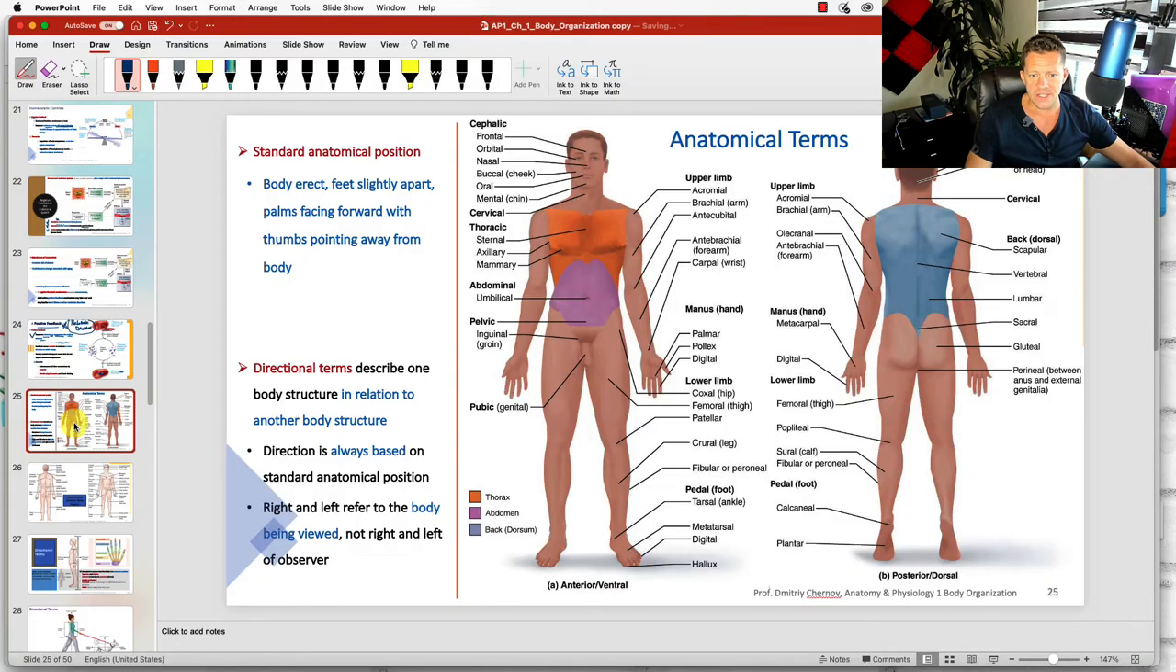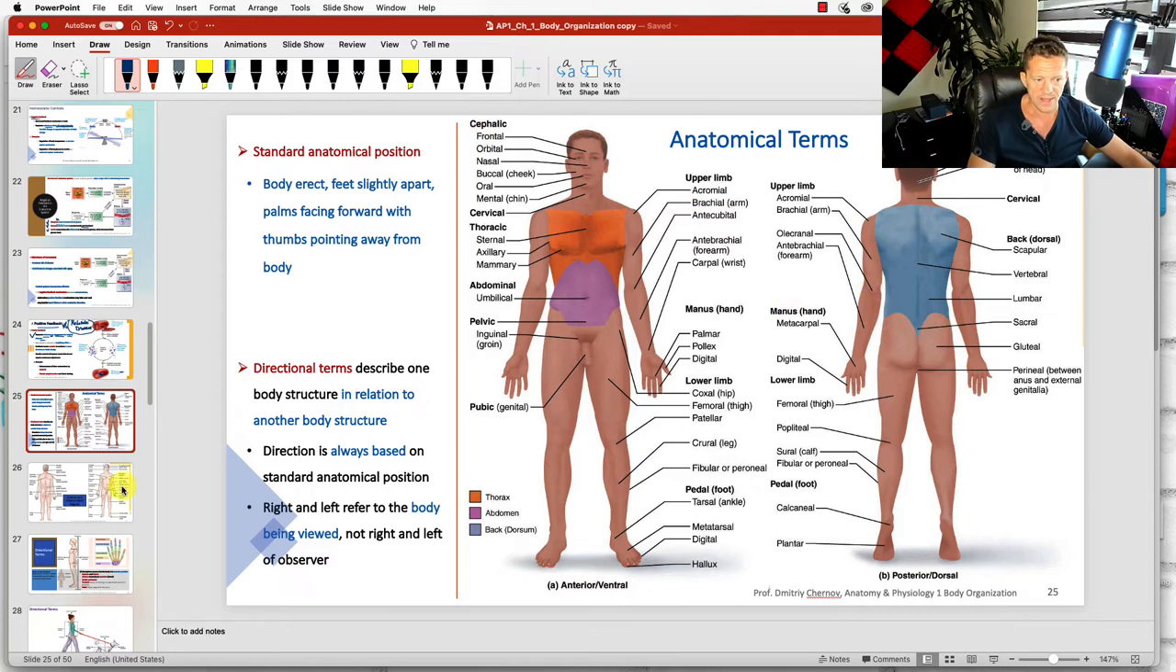In class, we didn't really go over that because I want you guys to print this out, and for the next week or 2 weeks before we get into the skeletal system, go over all of the terminology. Please remember, memorize as much as you can.